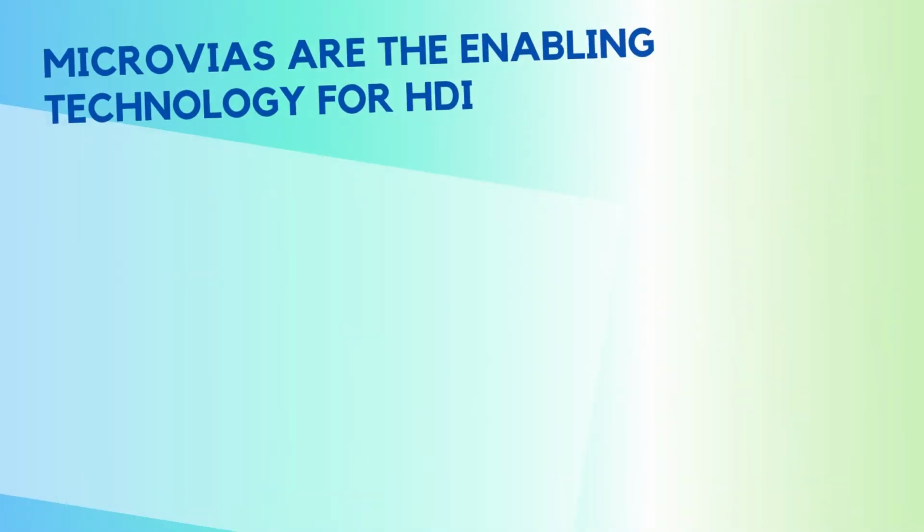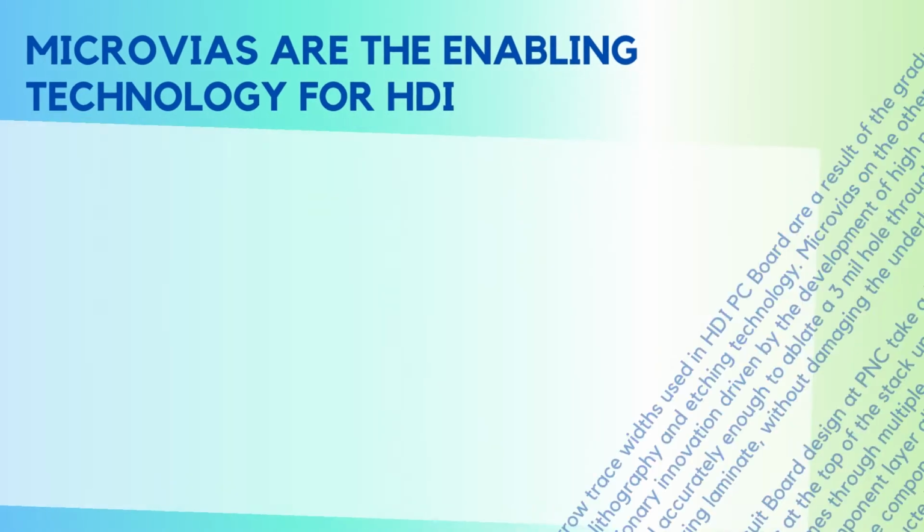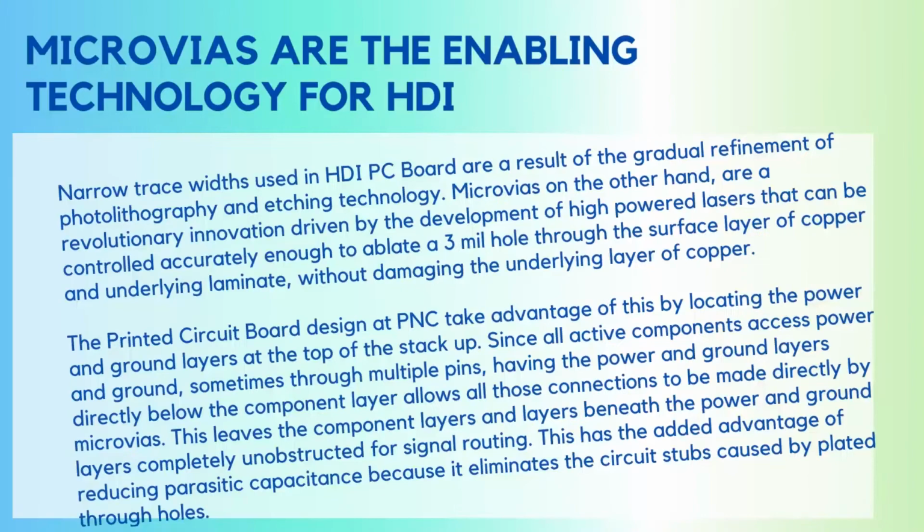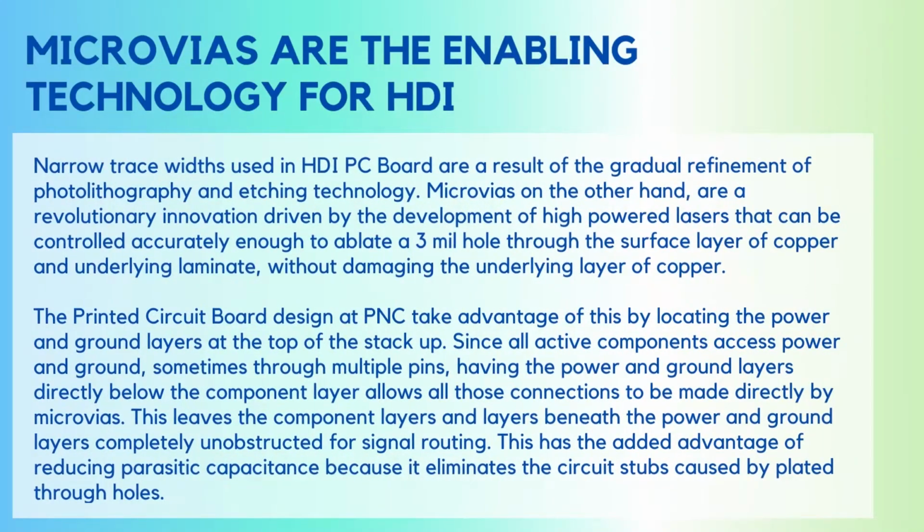Narrow trace widths used in HDI PC board are a result of the gradual refinement of photolithography and etching technology. Microvias, on the other hand, are a revolutionary innovation driven by the development of high-powered lasers that can be controlled accurately enough to ablate a 3 mm hole through the surface layer of copper and underlying laminate, without damaging the underlying layer of copper.